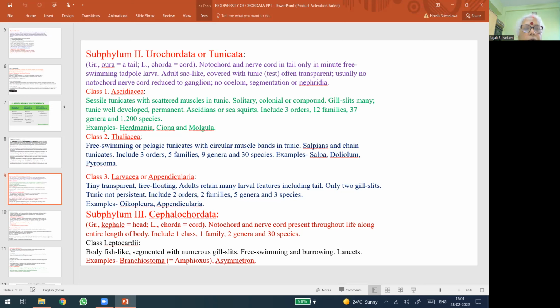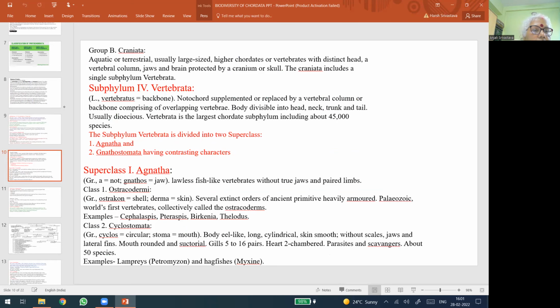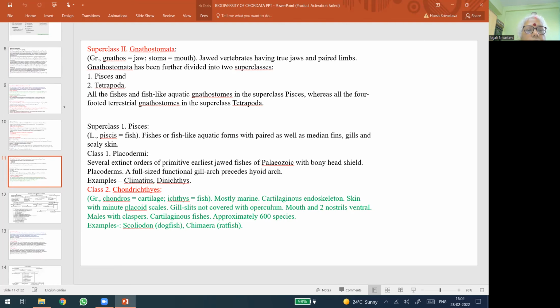So this is the Cephalochordata, subphylum Cephalochordata. It includes Agnatha and Gnathostomata. Agnatha are without jaws. Gnathostomata are having the jaws in their mouth. The gnathostomes include two major groups: the Pisces and the Tetrapoda. The Pisces are the fishes or fish-like aquatic forms with paired fins, and it includes three classes: the Placodermi, they are all extinct forms, then Chondrichthyes, and then Osteichthyes.